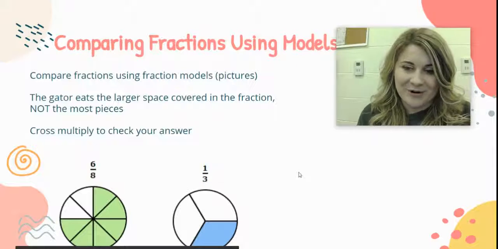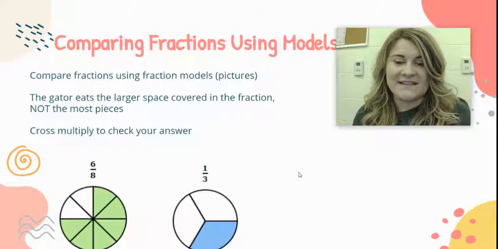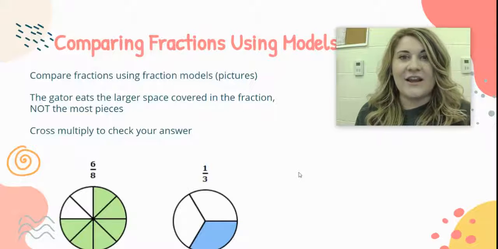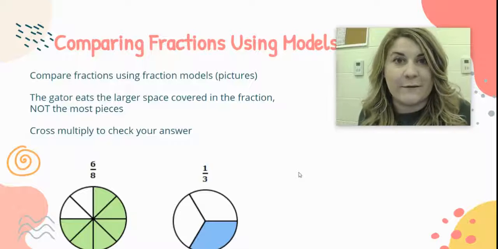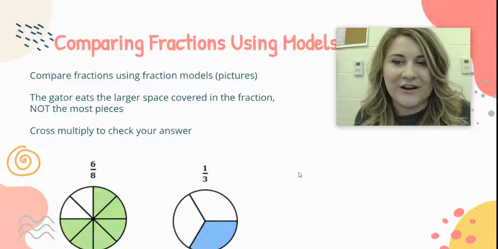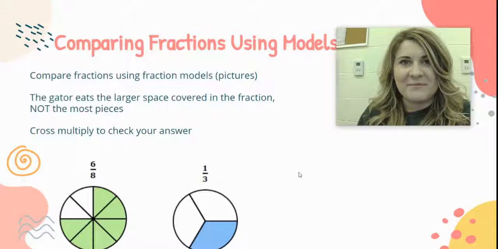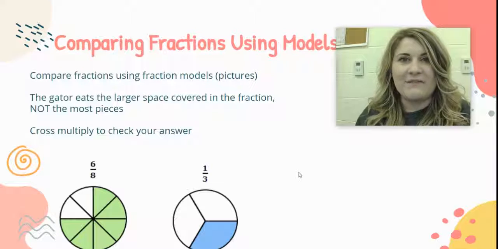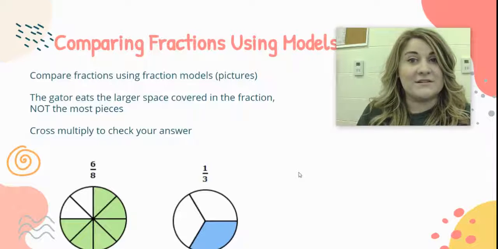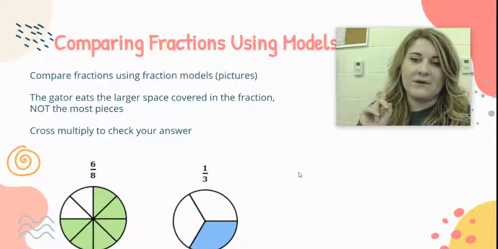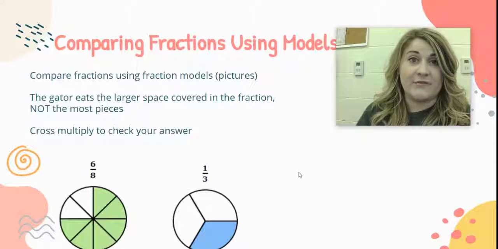All right, we have one more. So we have 6/8 and 1/3 here. And I know that if you were just looking at the numbers, you might think, 6/8 has got to be bigger because those are both bigger numbers than 1/3. And part of that would be true, but you also have to keep in mind that the bottom number is different on both of these fractions. So just to make sure, we're going to cross multiply to make sure that we have the right answer.